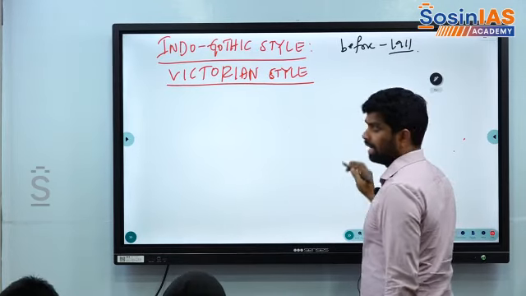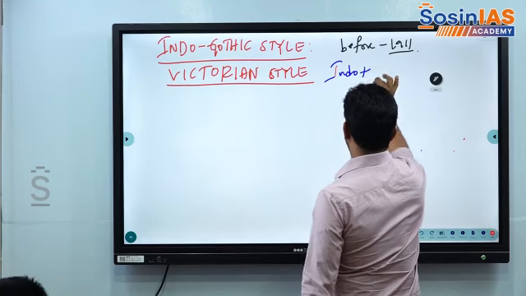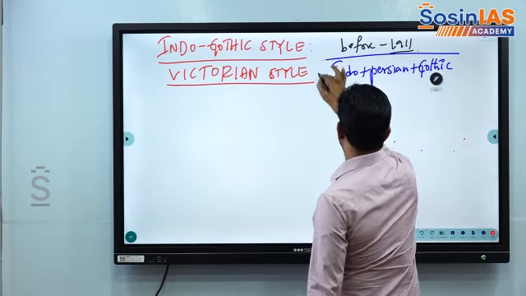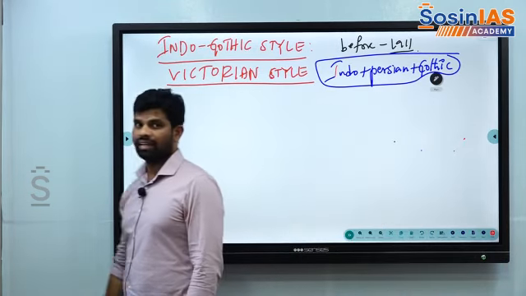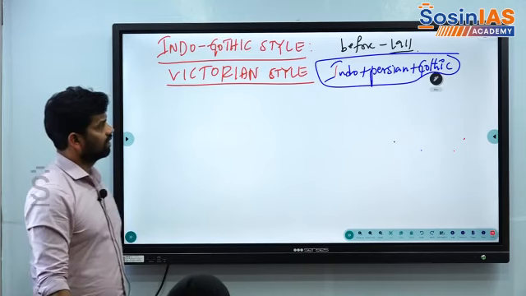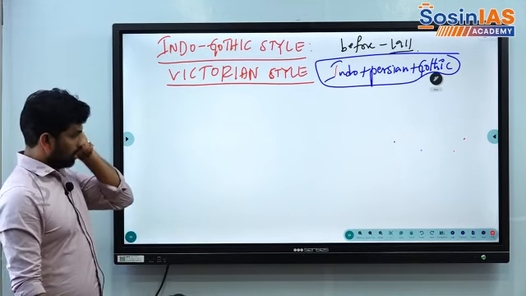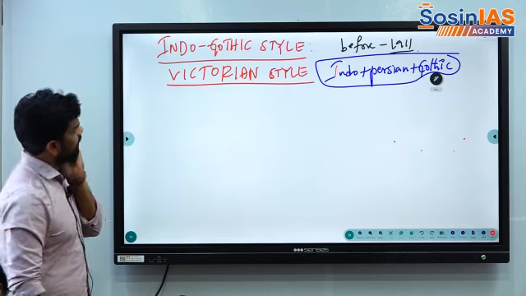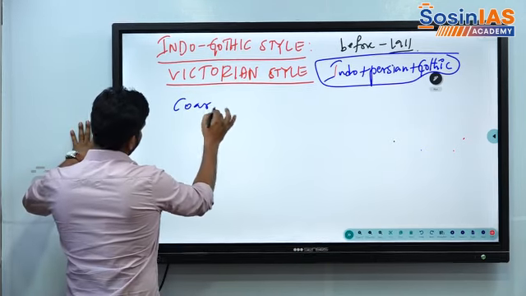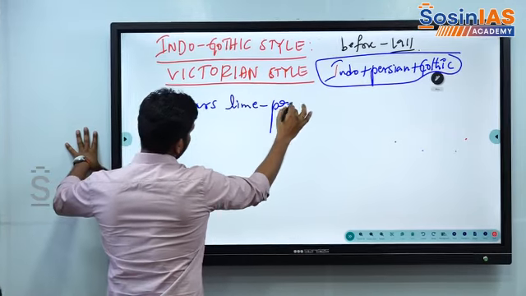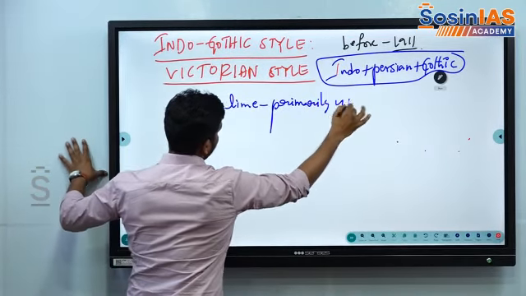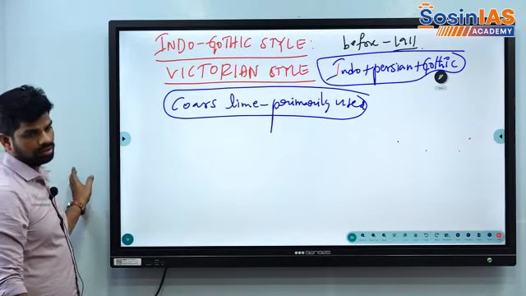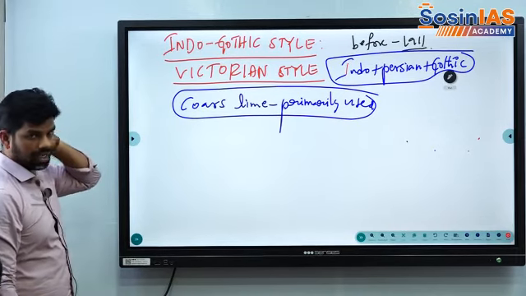It consists of elements of Indian, Persian, as well as Gothic style. So the main material they used during this phase is coarse lime.